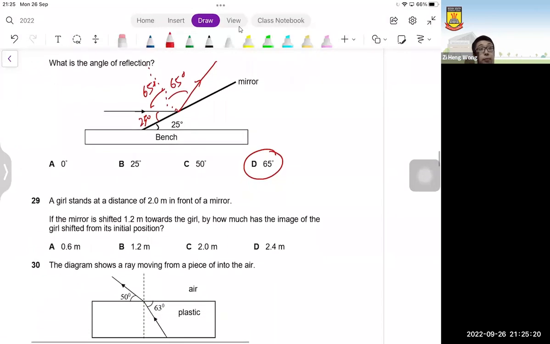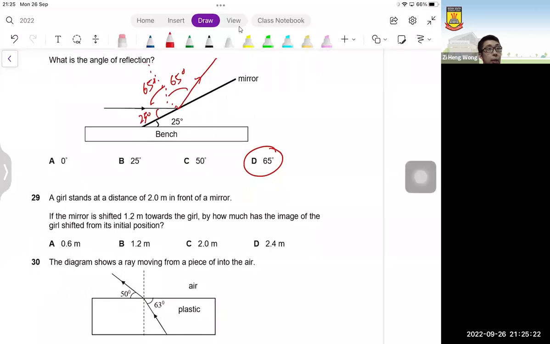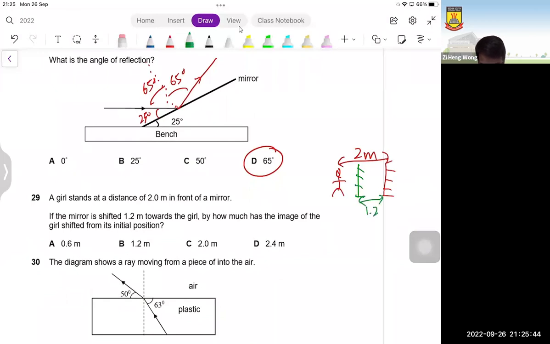Then a girl stands at a distance 2 meters in front of a mirror. So this kind of question comes out, you're not very sure, then you draw, okay? So you have a girl here. You have a mirror here. They say that this is 2 meters. Okay, the mirror is shifted 1.2 meters towards the girl. So now the mirror is here. This is 1.2. This is 0.8.